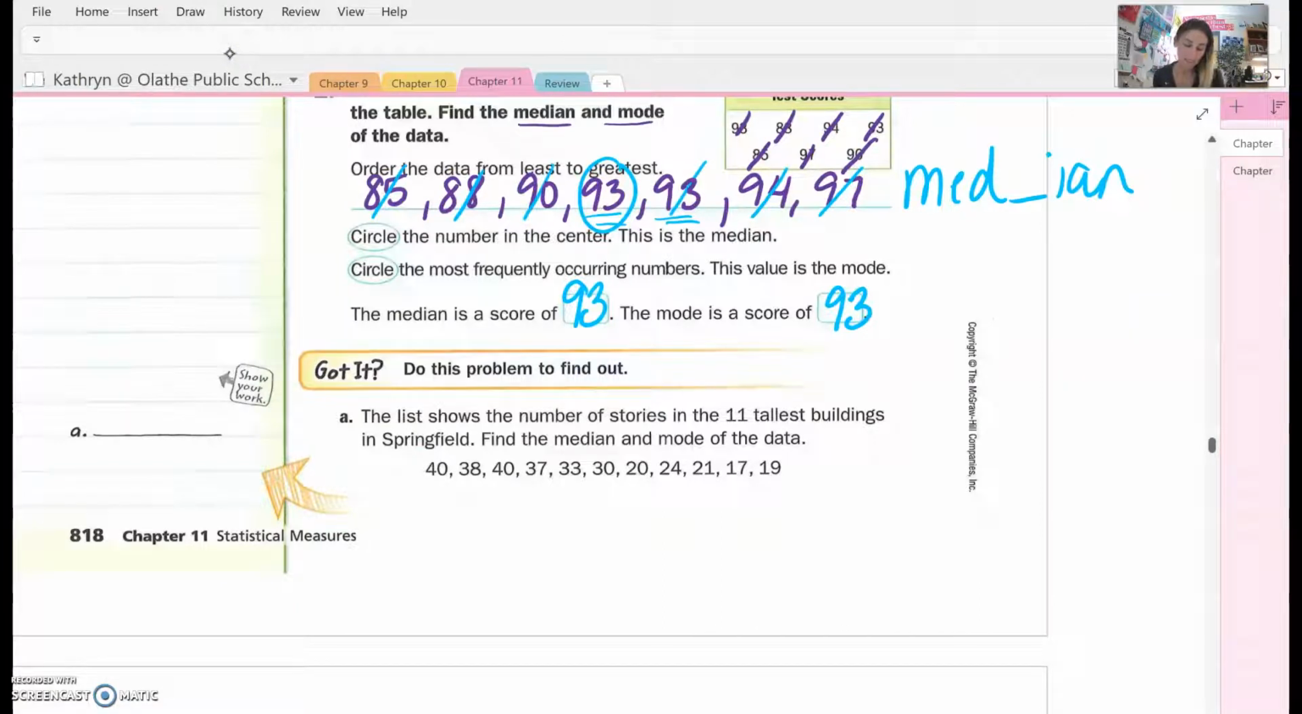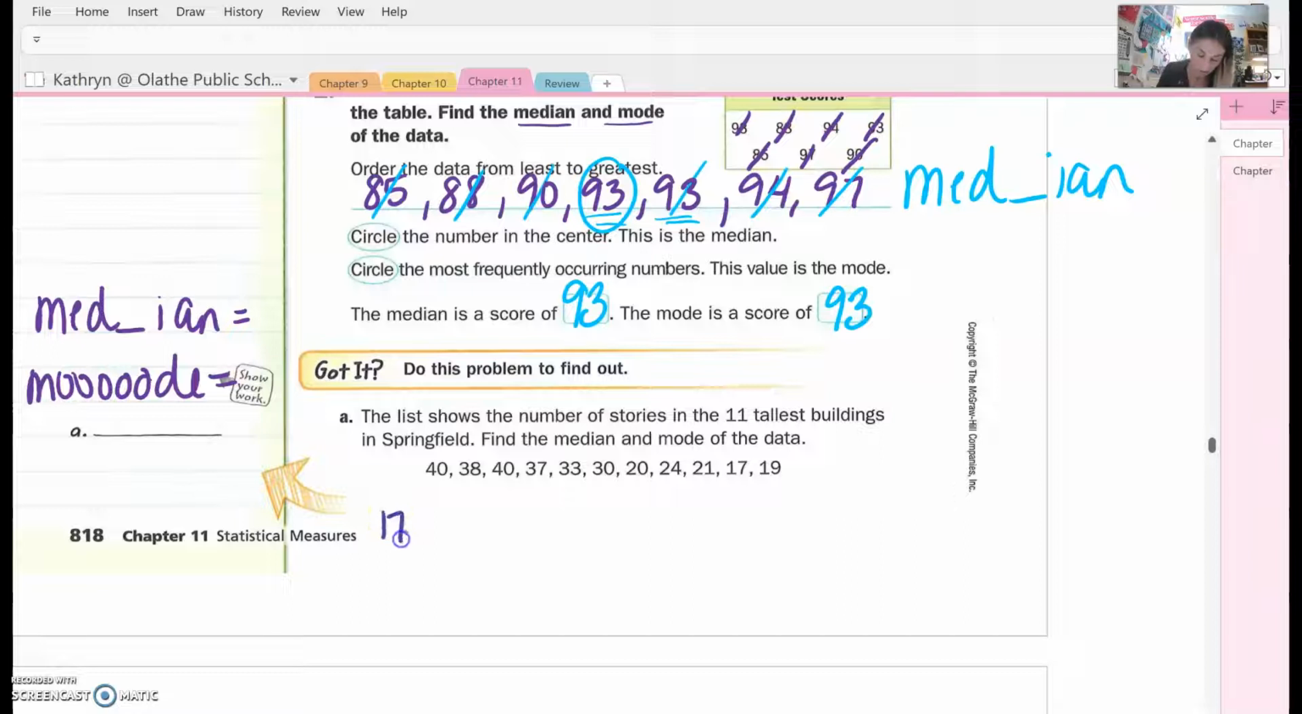It says, the list shows the number of stories in the 11 tallest buildings in Springfield. Find the median and the mode of the set of data. So first, let's write median equals, and then let's write mode, write some O's a couple of times, equals, so we know that we get both of what we need. First things first, put them in order from least to greatest.